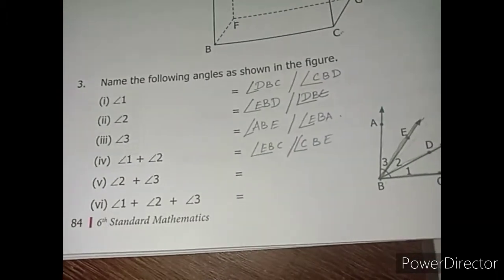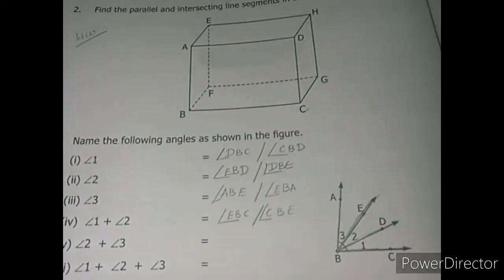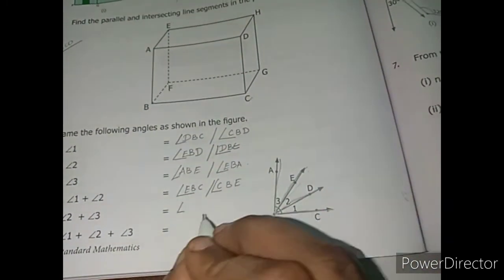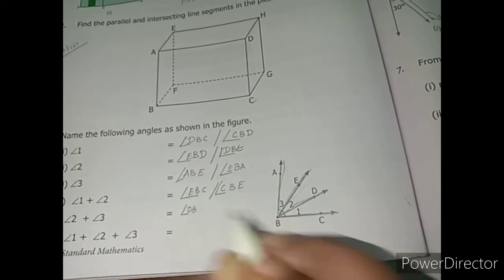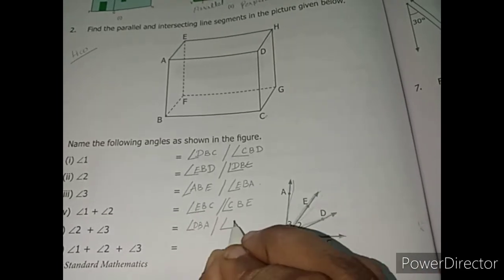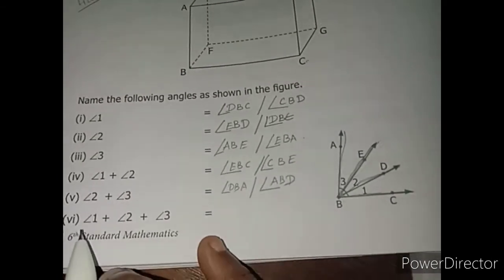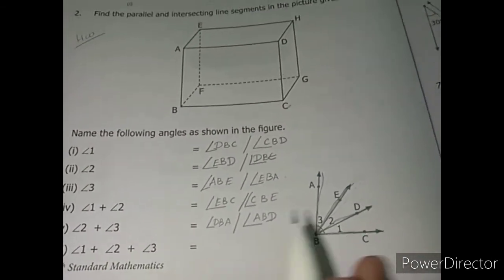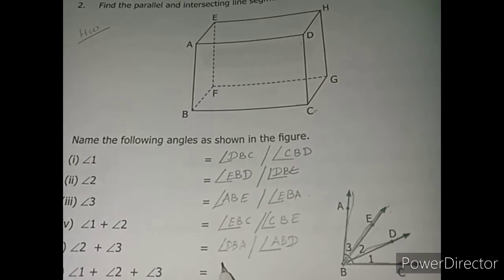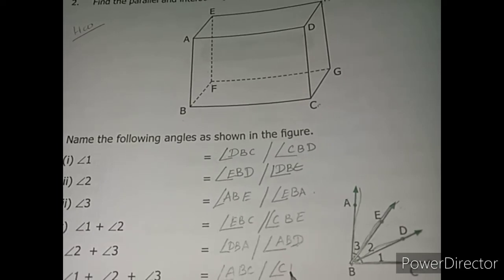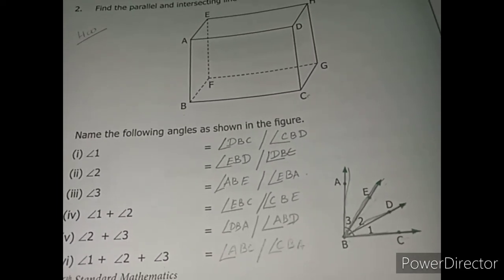Okay, next is 2 and 3. Angle 2 and 3. So, here and here. So, it is angle DBA or angle ABD. See the last one, angle 1 plus angle 2 plus angle 3. So, the whole thing. So, angle ABC or angle CBA. Okay, we'll go with the next question.